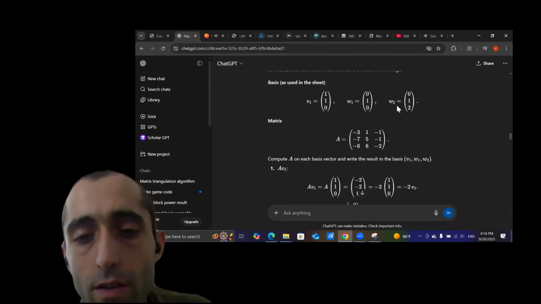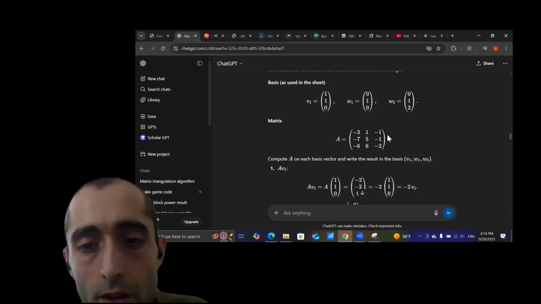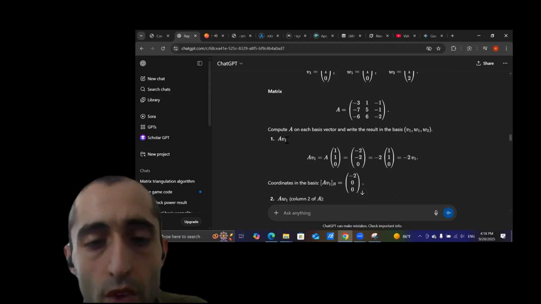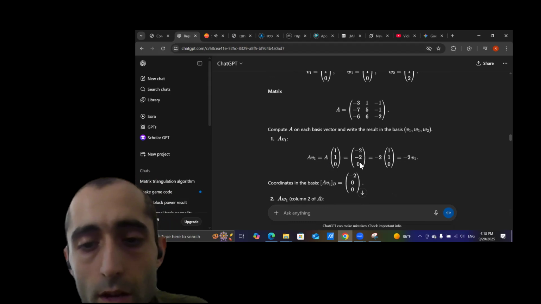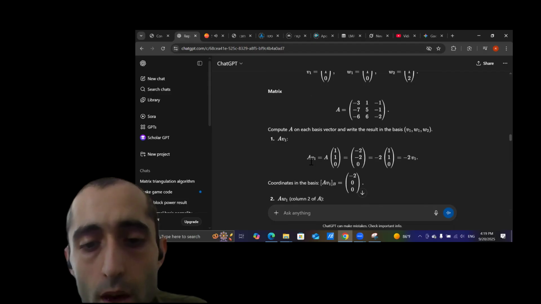Okay, so these are the base V1, W1, W2 that I want to represent A in. Start with the normal base, the elementary base, whatever you want. Okay, this is A in the elementary base. So we start with V1, we multiply the matrix A by V1, and you can see the calculation right over here, we get minus 2, 0 for this multiplication. But minus 2, 0 is just minus 2 times 1, 1, 0. Now, 1, 1, 0 is exactly V1. So A V1 equals minus 2 V1.